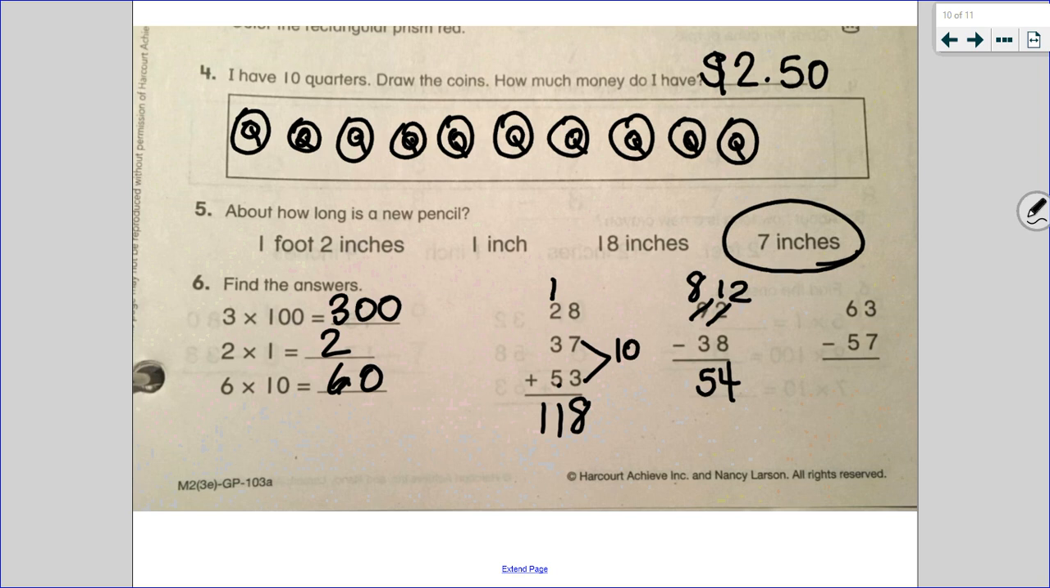Last problem today, guys. 63 minus 57. Well, in my ones place, 3 minus 7 I can't do. I'm going to borrow. 6 becomes 5. 3 becomes 13. 13 minus 7 equals 6. And 5 minus 5 equals 0. So you can leave it blank, or if you want to put the 0 there, you can.